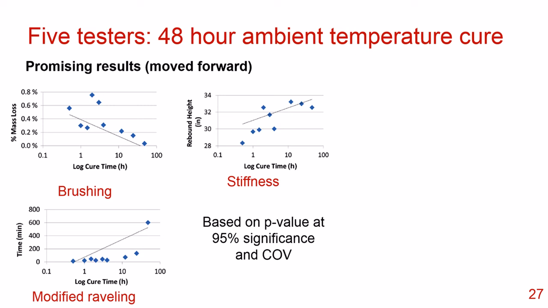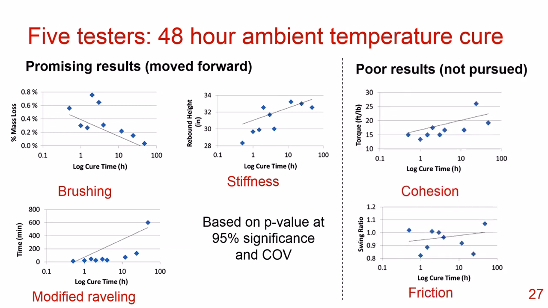And when we say the results were promising, that meant that based on a p-value at 95% significance and the coefficient of variance, we were seeing statistically significant changes in the sample over time. Now, 2 tests were not promising. They had poor results, so we didn't pursue these because we didn't see statistically significant changes over the 48 hours at ambient temperatures. That included the cohesion test and the friction test. Now, the 3 promising tests, the brushing, stiffness, and the modified raveling, we moved forward for additional testing.